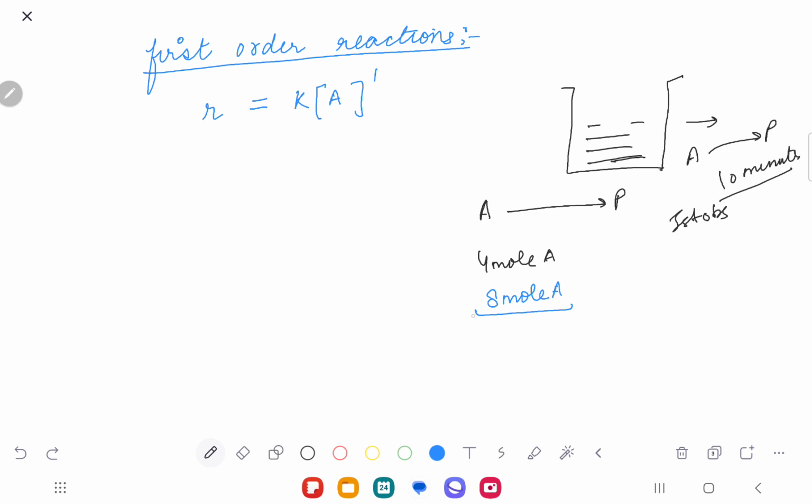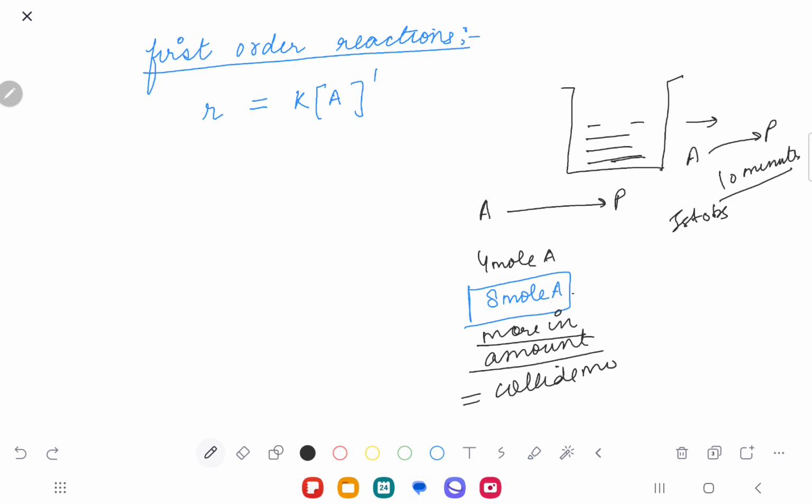And what will happen? Since I'm increasing the number of molecules of A, I hope you're understanding, these molecules of A, because they are more in amount, will collide more. And because they will collide more, there is a chance that this reaction might take place faster. So I started to observe, and I saw that this reaction completed itself in 5 minutes. So what exactly happened? As I doubled the moles, the time halved.